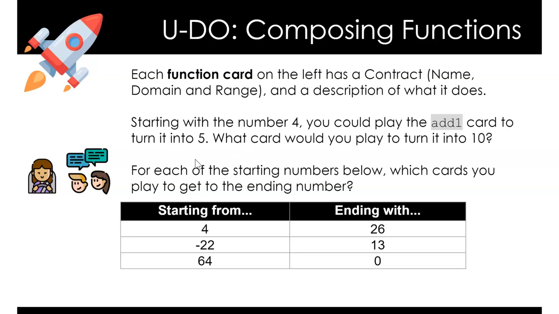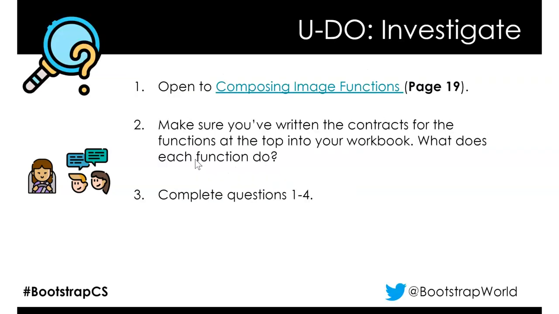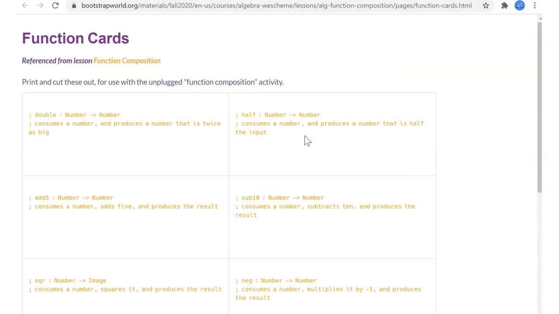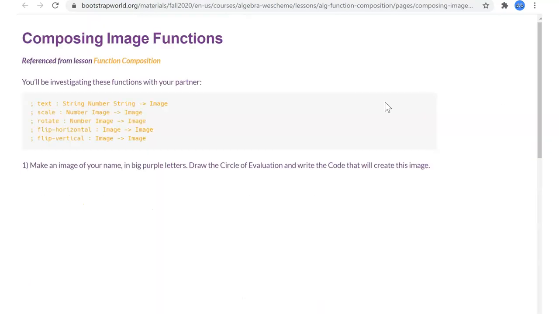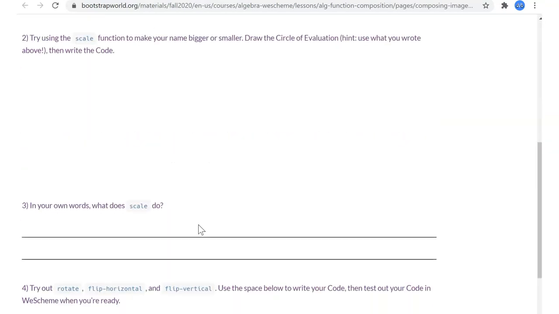Good. Hopefully you had fun doing that warm-up exercise. You're going to get to do some more also. Let's open up page 19, Composing Image Functions. You'll see what it has.